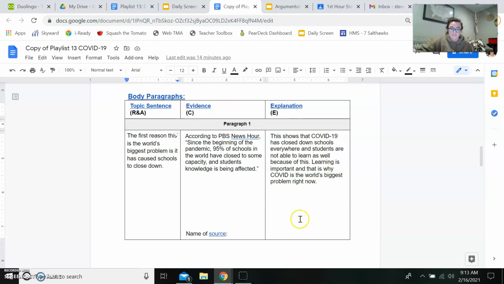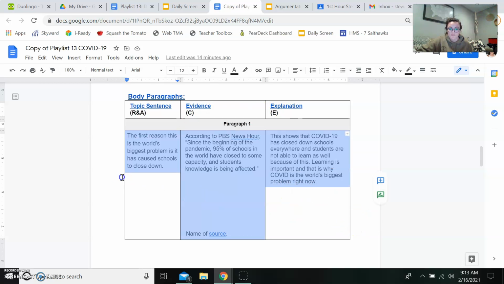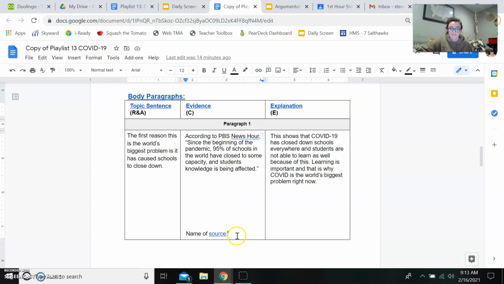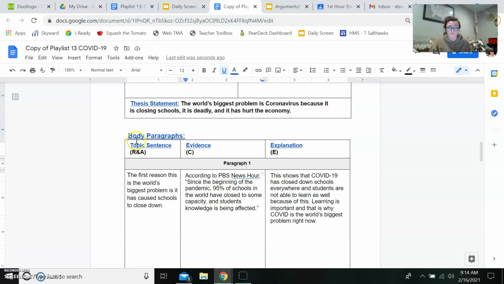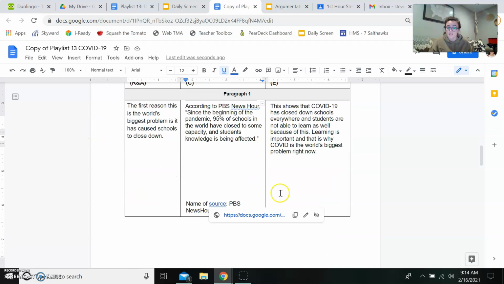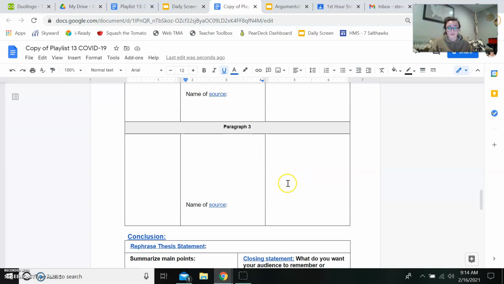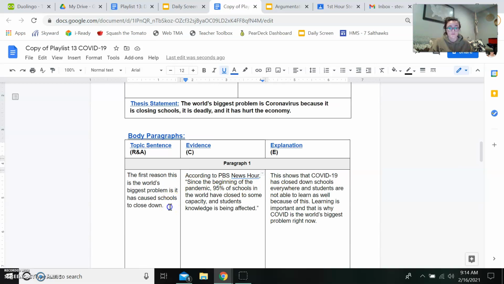So this is my example of a body paragraph right here. The only thing I didn't mention down here is where it says name of source, I would just put PBS NewsHour and maybe the title of the article, okay? That's pretty much it, guys. RACE paragraphs: restate, answer, cite, explain. You're going to do it for each body paragraph. The reason here will just be different for each one. And that's it. That's body paragraphs.